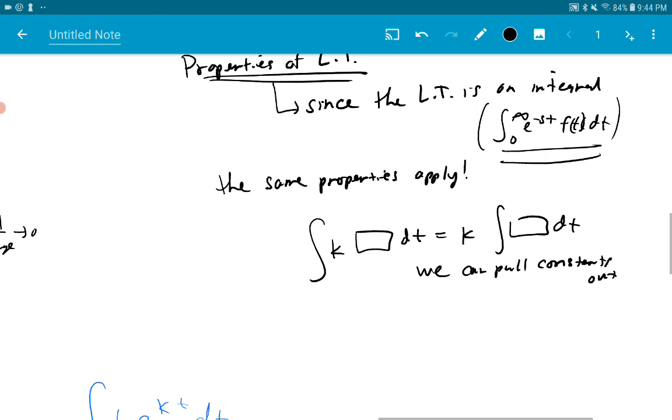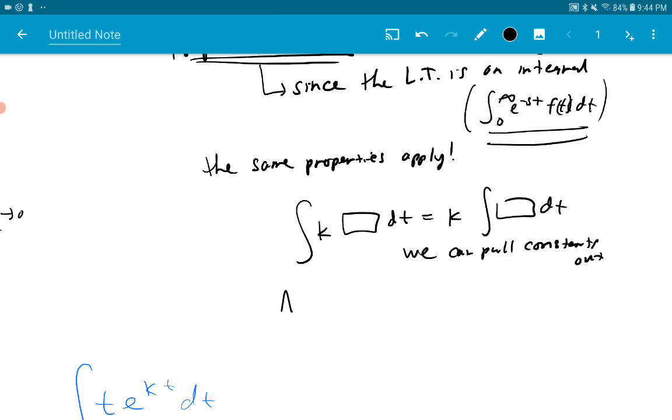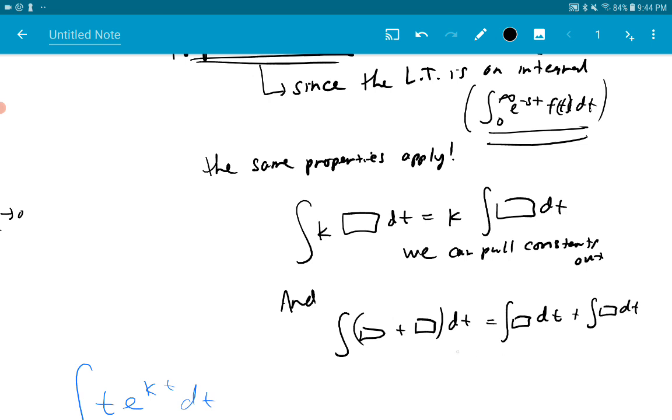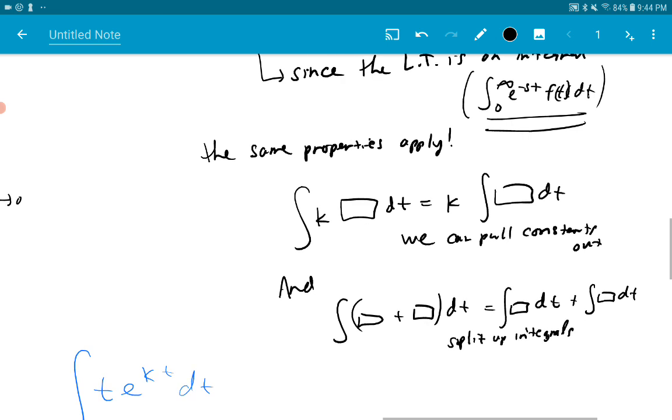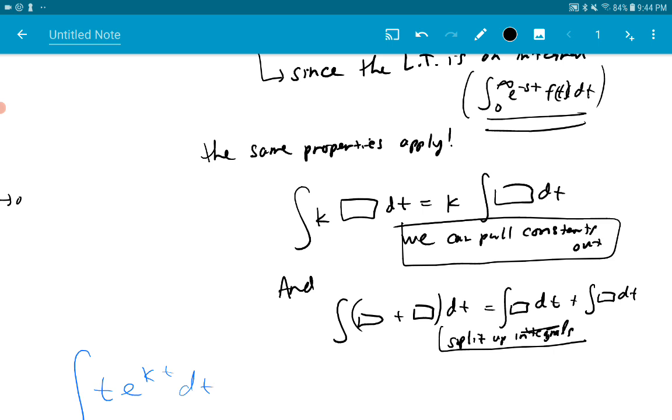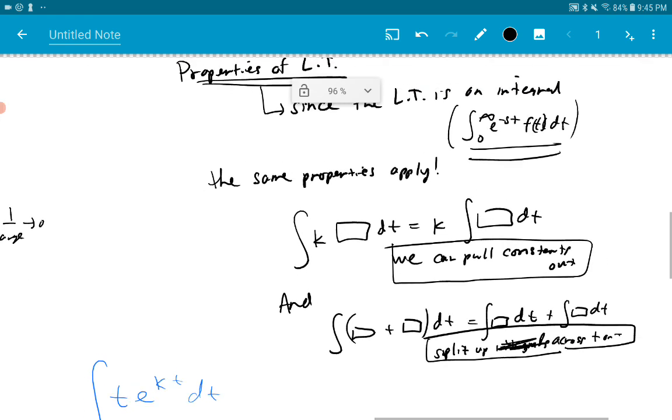If they're multiplied by something else. Okay. Also, if you have the integral of one thing plus another thing dt, that's the same as the integral of those two things separately. In other words, we can split up integrals across addition and subtraction. You're all familiar with this from calculus. So those same two properties, where you can pull a constant out and you can split up across plus or minus, apply to Laplace transforms as well.